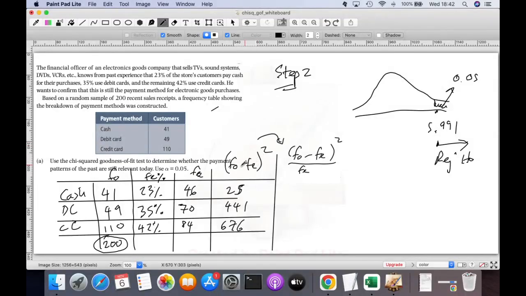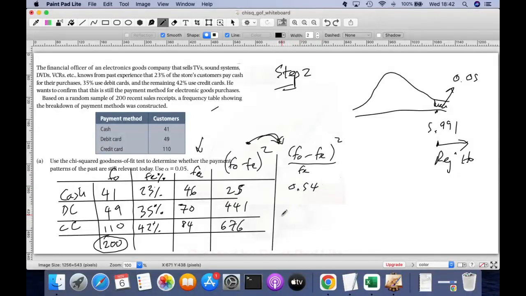To give you an idea or recap of how you got these values, remember this is F naught minus FE, and then you square the values. So there's your F naught, 41, minus FE, 46. So 41 minus 46 will give you minus 5, but if you square it, then the negative sign doesn't matter. So 5 squared is 25. You do the same thing going down the rows. The next step is you're just taking this column and dividing it by this column. So you're taking 25 and dividing it by 46, and you get 0.54.